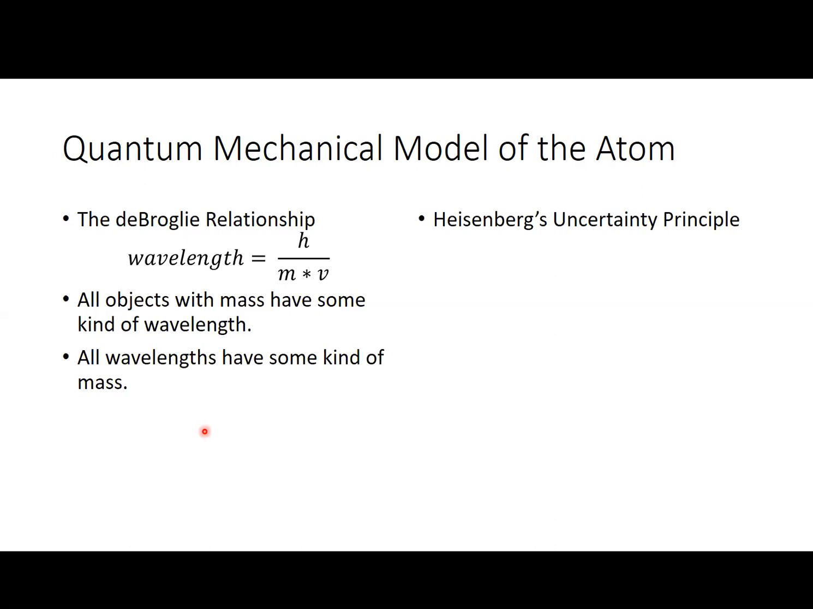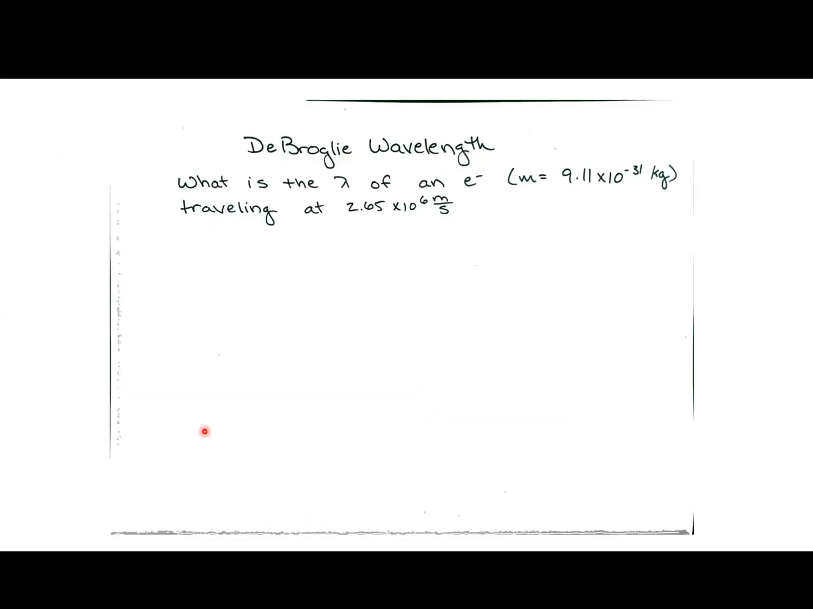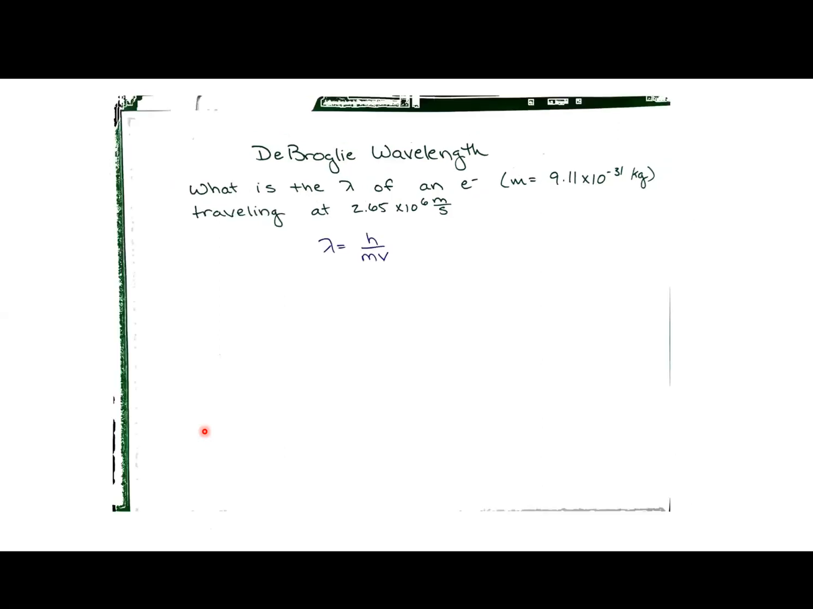So the de Broglie wavelength is one thing. And let's actually go forward with the math on that for a second. So we can actually determine the de Broglie wavelength of things. What's the de Broglie wavelength of an electron whose mass is 9.11 times 10 to the minus 31 kilograms, traveling near the speed of light, 2.65 times 10 to the 6 meters per second?